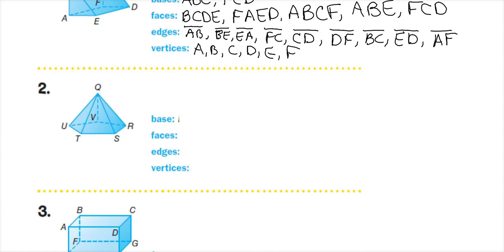All right, let's look at number 2. For this one, again, first we need to name it. We look at the base, and it is a pentagon, so we say pentagonal. Since the faces are triangular, that makes it a pyramid. So it's a pentagonal pyramid.